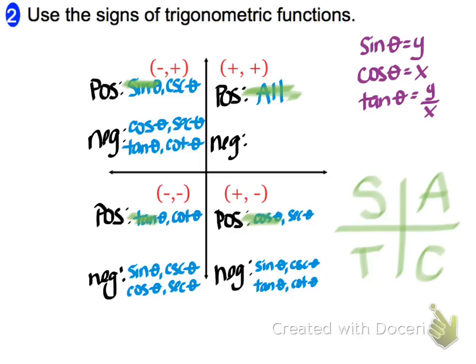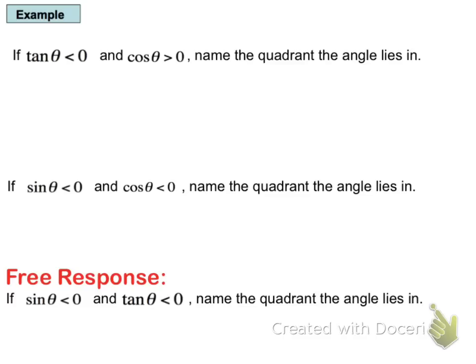So let's now see how we can use these rules to help us decide where different angles are based on their signs. So here's our first example. Tangent of theta is less than 0. Now that means the alligator is eating the 0, so tangent is negative. And cosine of theta is bigger than 0. So that means that cosine is positive.